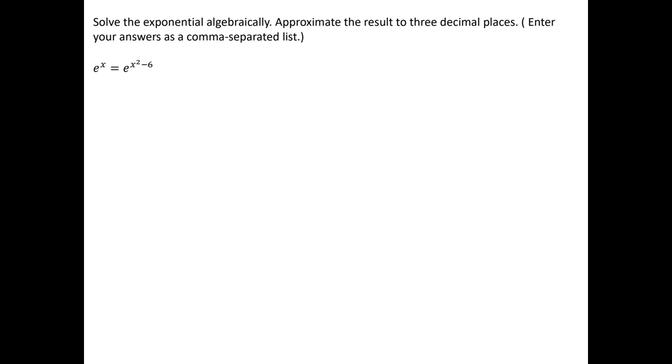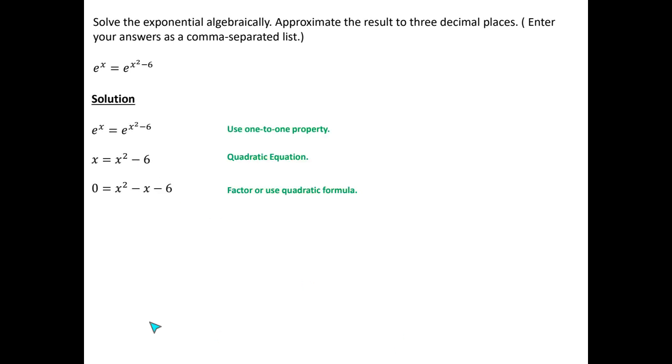So if it's quadratic, everything has to be on the same side. So I'm going to bring this x to the right side, and I get 0 is equal to x squared minus x minus 6. At this point, you can try to factor, or you can use a quadratic formula. Okay, so this does factor. So we get x minus 3 times x plus 2.